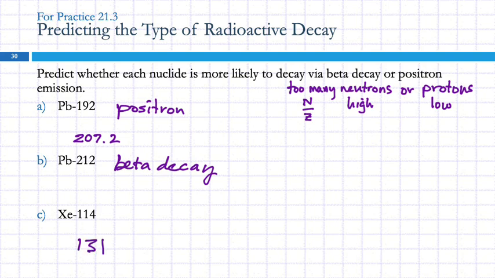Well, let's find the stable mass for xenon, 131. So this xenon atom then, does it have too many neutrons or too few? It has too few neutrons. So it has too many protons. So that's going to go by positron emission. Any questions? There'll probably be one question like that on the exam.